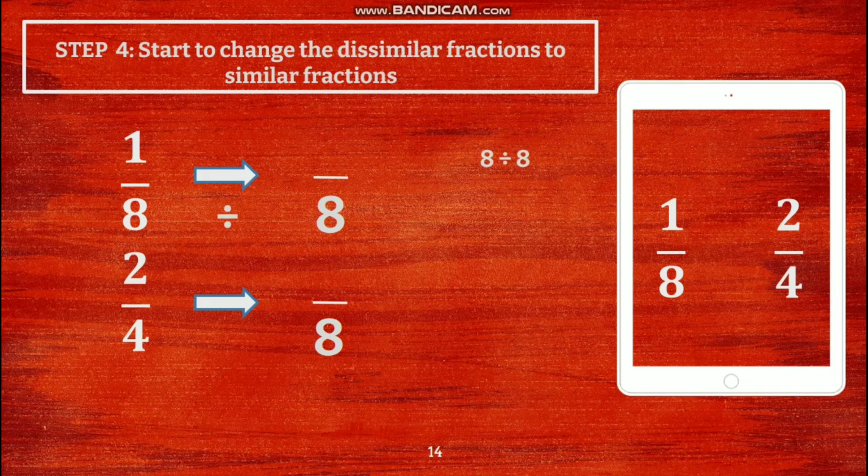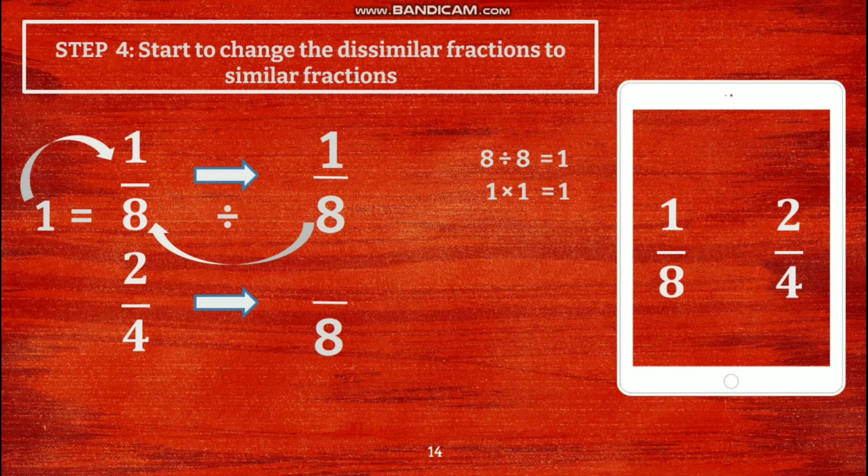To do it, 8, which is the new denominator, or the LCD, is divided by the old denominator, which is 8. 8 divided by 8 is 1, and the quotient 1 will be multiplied to the numerator 1. 1 times 1 is 1, and that will be the new numerator. Okay, can you follow?